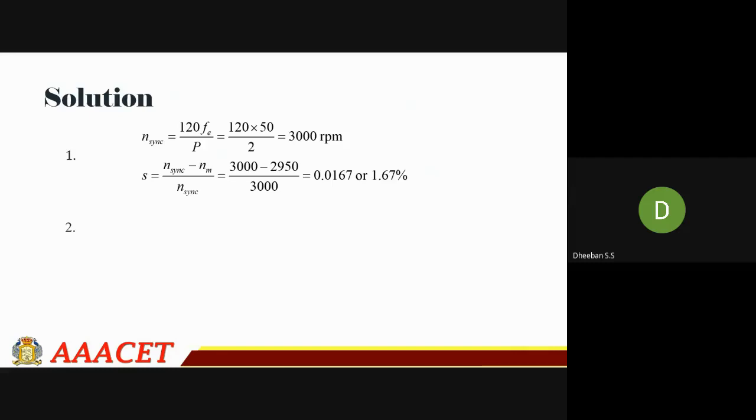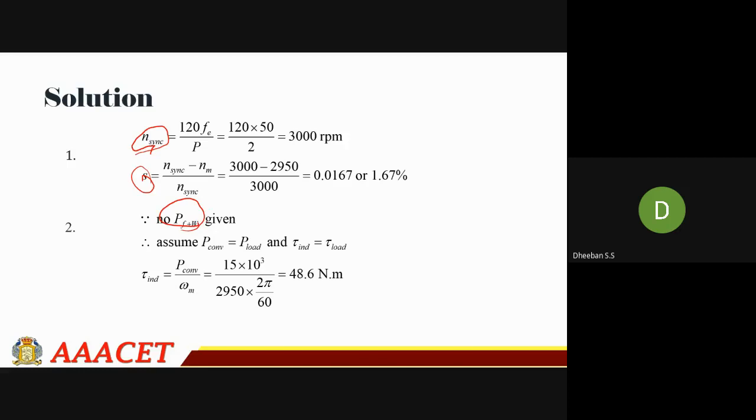So this is the speed calculation that you already know. From the speed, you can calculate your slip value as S equal to NS minus NM divided by NSYNC. Here the friction and winding losses are not given. So we can take the power conversion at the mechanical stage, the converter output, as directly given to your load. So your induced torque will be equal to your load torque. The induced torque equals the converter power divided by omega m. Converter power is 15 kilowatt divided by omega m, the speed you have to apply.